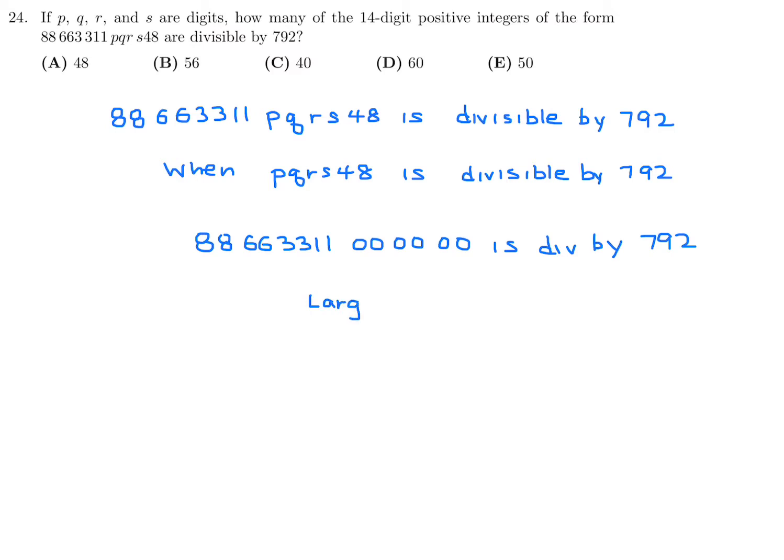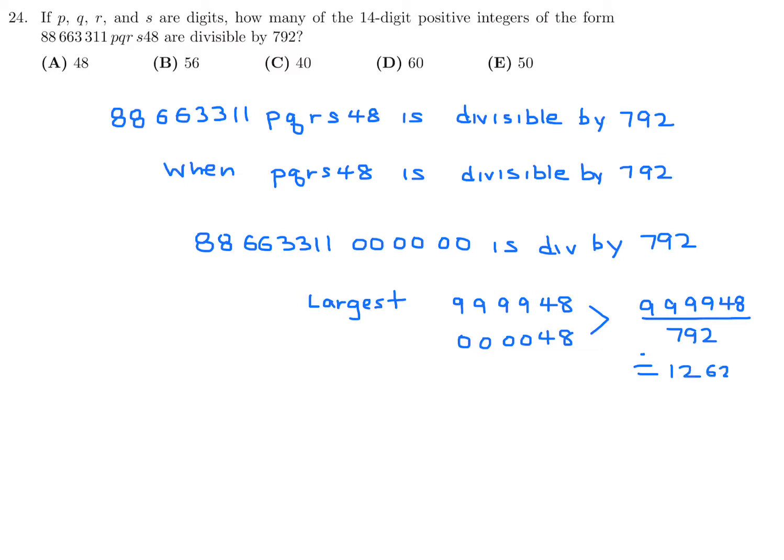The largest possible number of that form would be if you had all 9s for P, Q, R, and S. And the smallest, of course, if you had all zeros, 0, 0, 0, 0, 4, 8. And these numbers all have to be divisible by 792. So if I take the largest one, 9999948, and divide by 792, I get an idea of how much I have to multiply 792 by. And this is approximately equal to 1262.5. So 792 has to be multiplied by some number from, I guess, 1 to 1262.